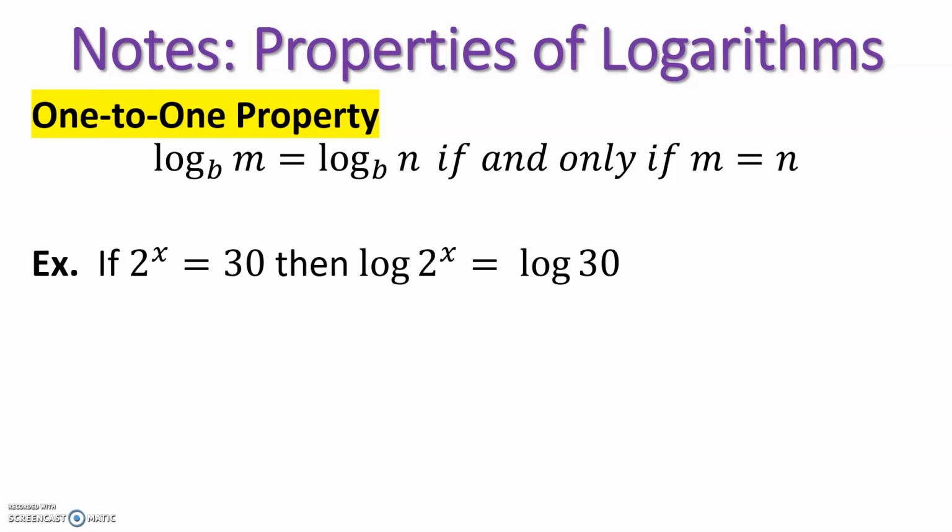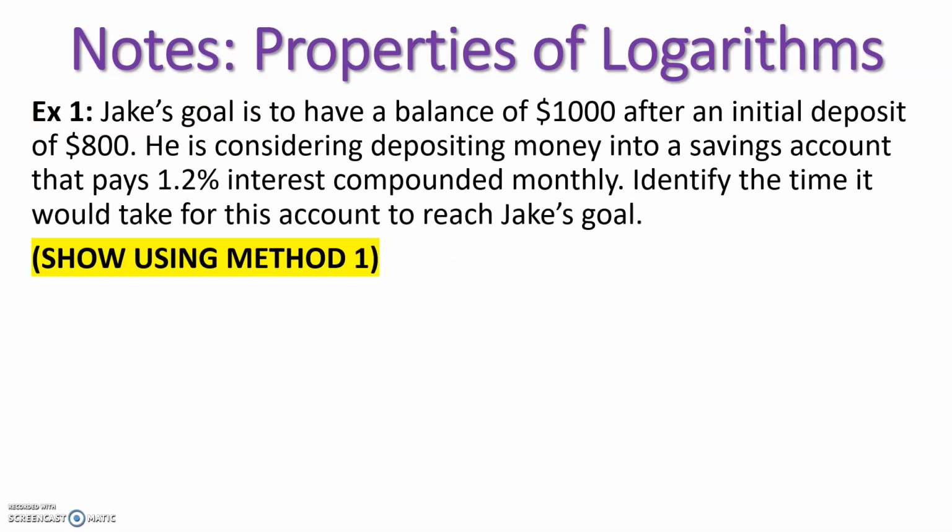For example, if I have 2 to the power of x equals 30, then we know that log of 2 to the x is equal to log of 30. And do note in this case, because log has no base shown, the base is automatically the common logarithm, 10. Okay, we're going to use this property to help us solve this problem.